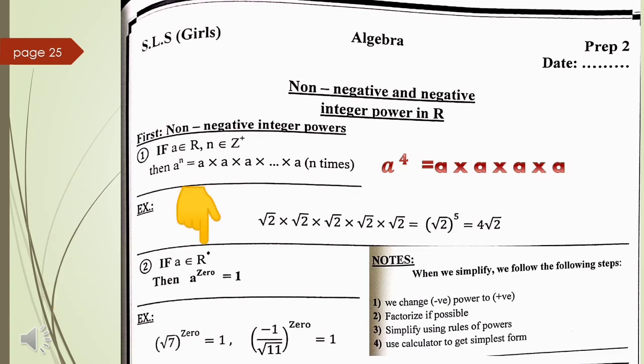What's the meaning of R star? R star means all the positive real numbers and the negative real numbers except 0. And here, a means the base. The base can be any number but not 0.